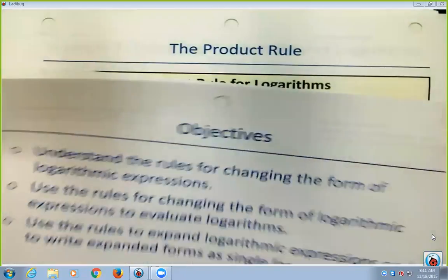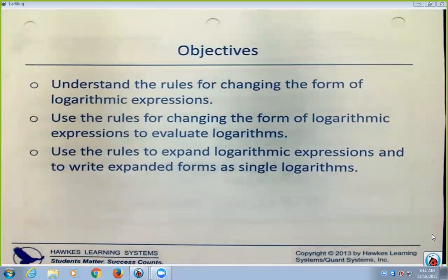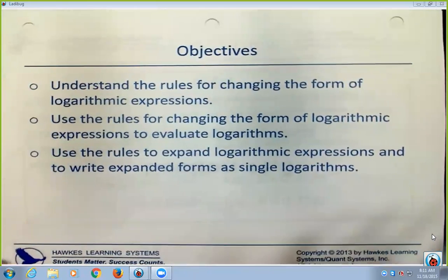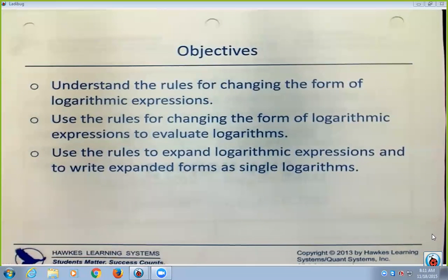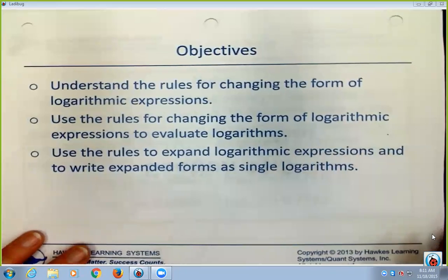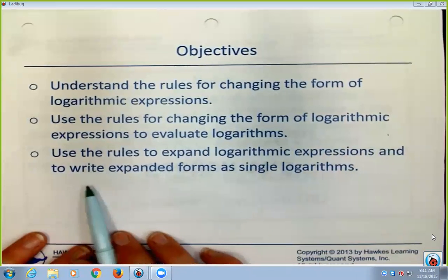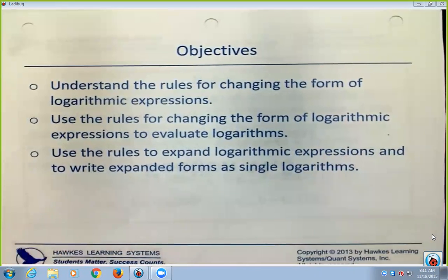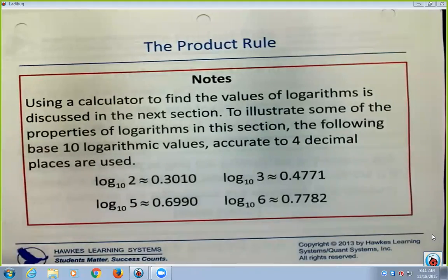In 11.5, we are going to understand the rules of changing the form into logarithmic expressions. Then we're going to use the rules to change the form of a logarithmic expression to evaluate logarithms. The evaluation is going to be, of course, what something is equal to. And in this, they will always give you what your log value is equal to, so you won't have to find that part. We'll talk about that more as we go. Use the rules to expand the logarithmic expression and write expanded forms into single logarithms. So we're going to expand them out and then put them back together, and we'll end up with pieces that fit into that.